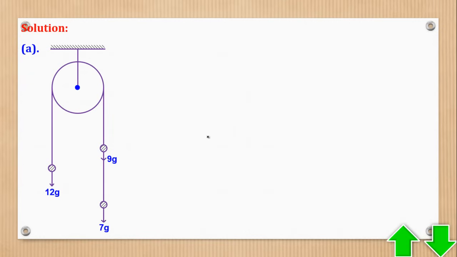Then tensions. There are two strings, so you put T1 arrows pointing towards each other, and here T2 arrows pointing towards each other. Then you put accelerations: 12 goes upwards, 9 will go downwards, same acceleration. 7 will also go downwards, same acceleration.